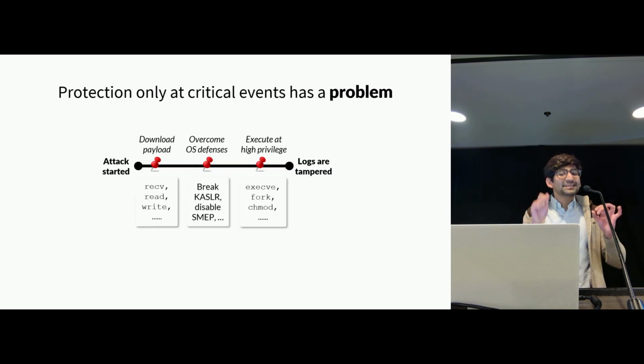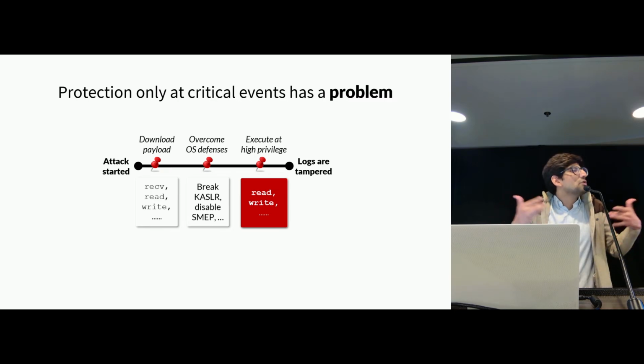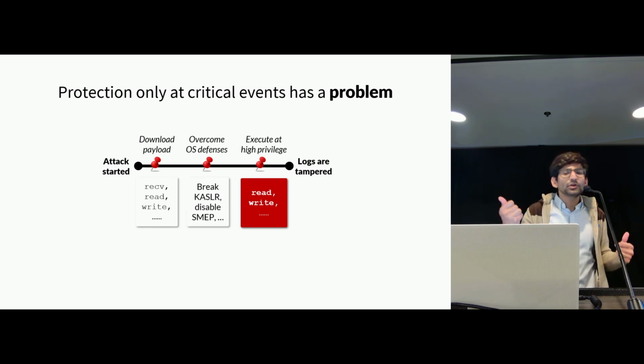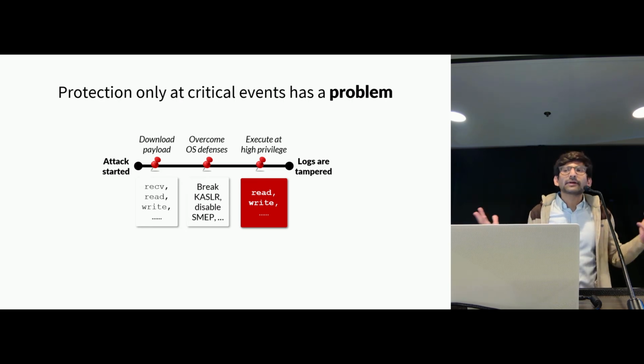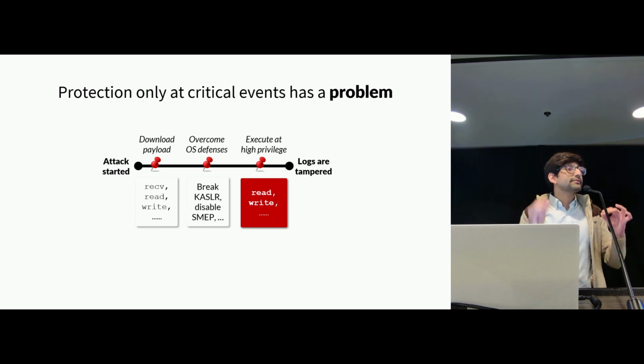However, protecting only at critical events definitely has a problem, which is that in rare scenarios, it is possible that an attacker might somehow be able to figure out how to use a non-critical event to execute code at high privilege. Imagine a catastrophic vulnerability in the operating system that allows an attacker to execute a read system call and also execute code at high privilege. While this is rare, it can't be simply discounted. Unfortunately, it's unfeasible for us to protect logs at every single entry, as I've already mentioned.